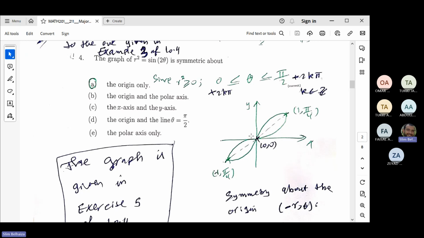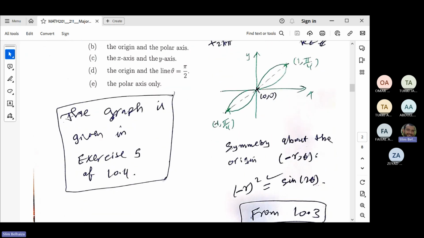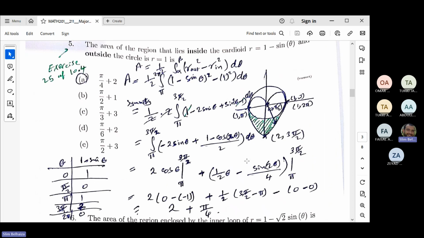And you understand now where we get answer A: it's symmetric with respect to the origin only. So when you go from 0 to pi over 4, you will draw simultaneously this arc and this arc, because r squared is equal to something, so we'll have the plus and minus solutions. Is that okay, guys? Anytime you can interrupt me, you can ask a question, of course.